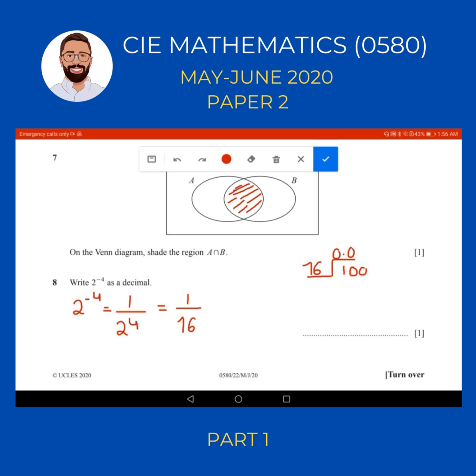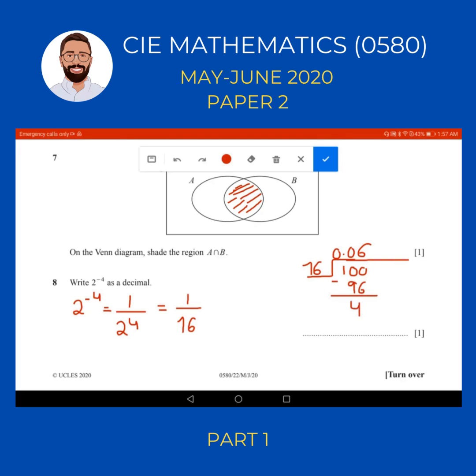Now 100 by 16. So we need to find a number that when I multiply it by 16, the answer is 100. Now, I don't have that number because no number exists in a way that if I multiply it by 16, the answer is 100. So I need to think of a number that will give me a number that is closest to 100. And that number is 6, because 6 times 16 is 96. And now I can subtract. 100 minus 96 is 4.